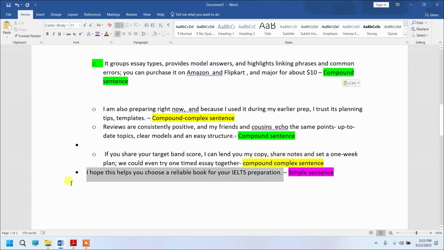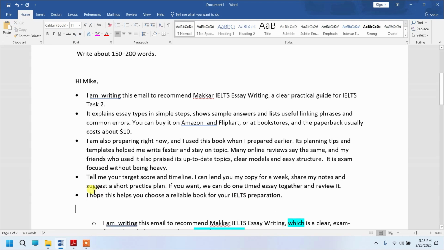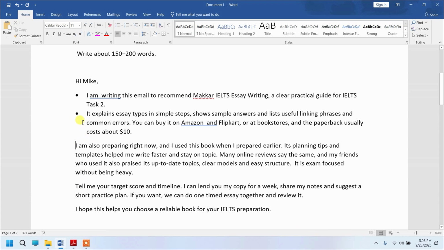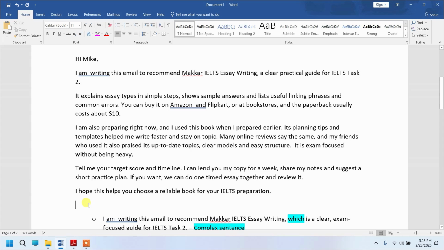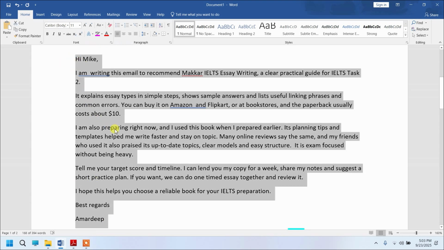My final sentence was kind of the same. So I will check my word limit also, whether it is 150 or not. See, this is the closing statement, this is bullet point 3, this is bullet point 2, this is bullet point 1, this is my opening statement, and let's say I am saying best regards, Amardeep. I don't need to bother about the spellings here because I know the spellings are right. So I have 168, I'm safe.